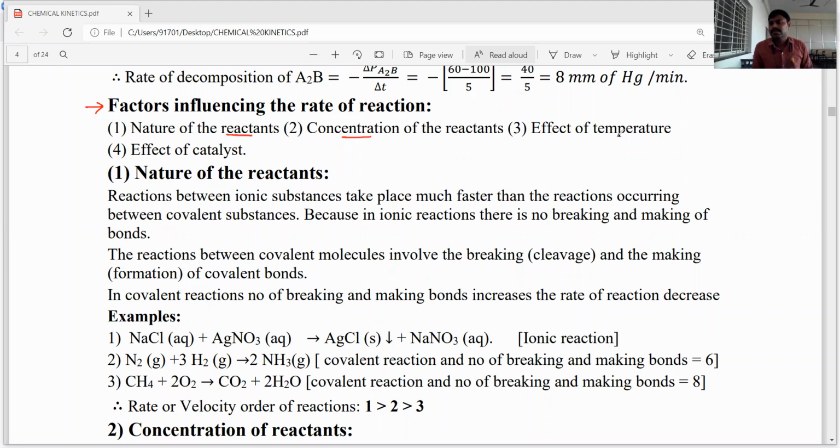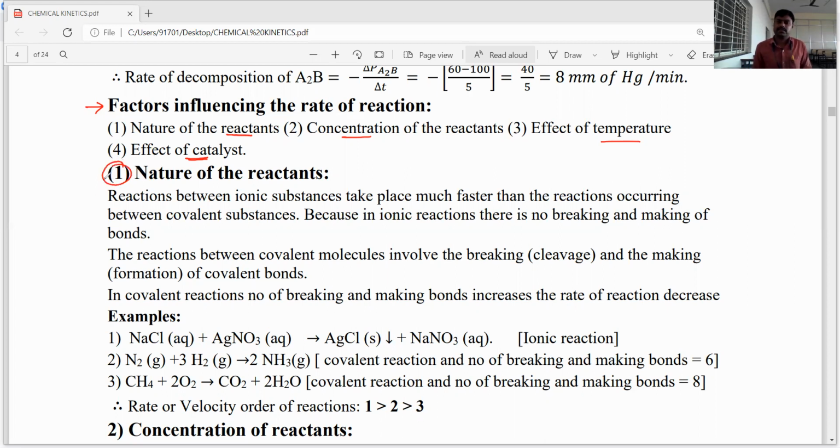The third one is the effect of temperature. Temperature also affects the rate of a reaction. And the fourth is the catalyst. A catalyst also changes the rate of a reaction. So there are mainly 4 important factors: nature of reactants, concentration of reactants, effect of temperature, and effect of a catalyst. Let's discuss the first one, dear students.